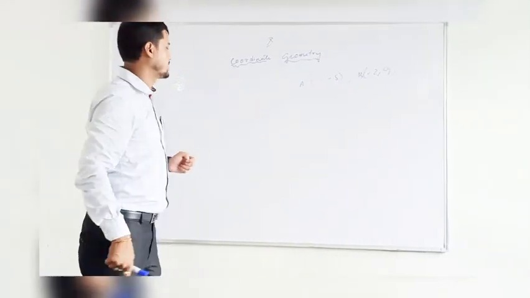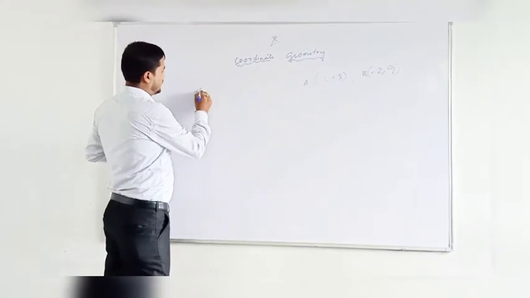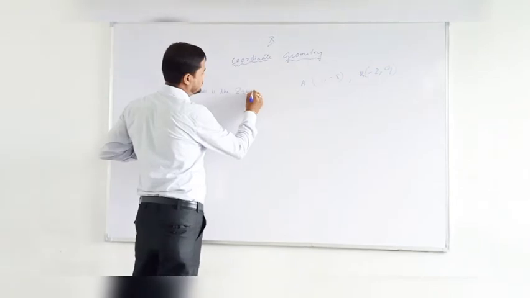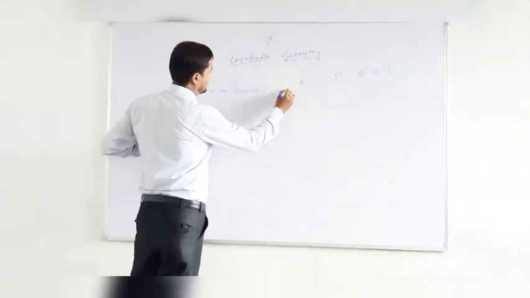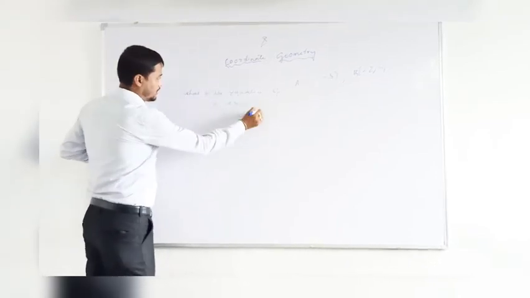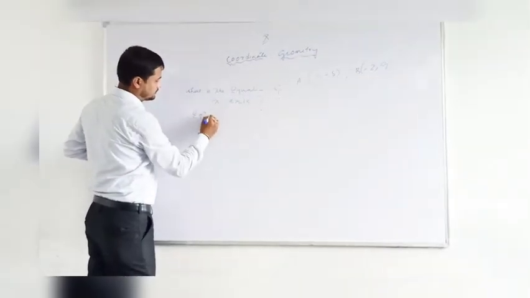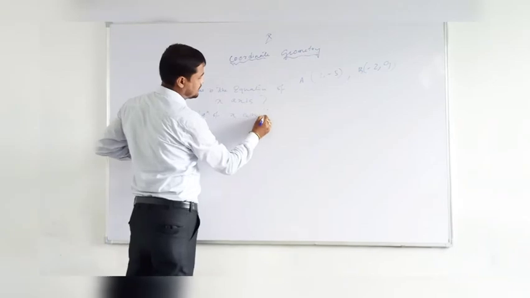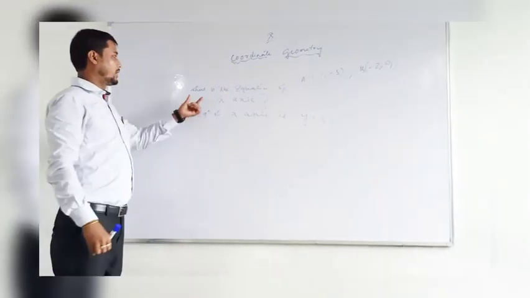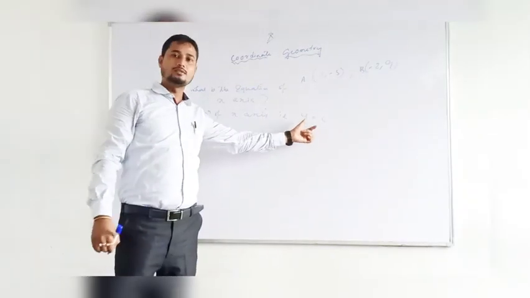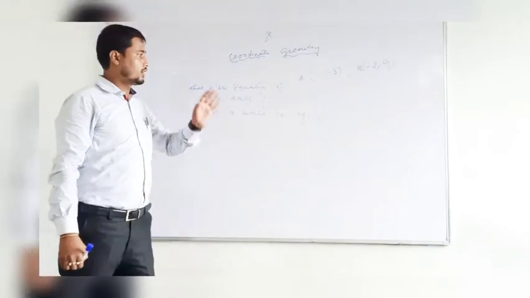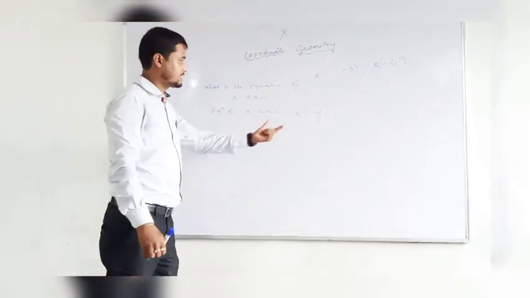What is the equation of the x axis? The equation of the x axis is y equal to 0. Remember, the equation of the x axis is y equal to 0. If it is the equation of the y axis, then x equal to 0. Now, the question gives the x axis, that is y equal to 0.